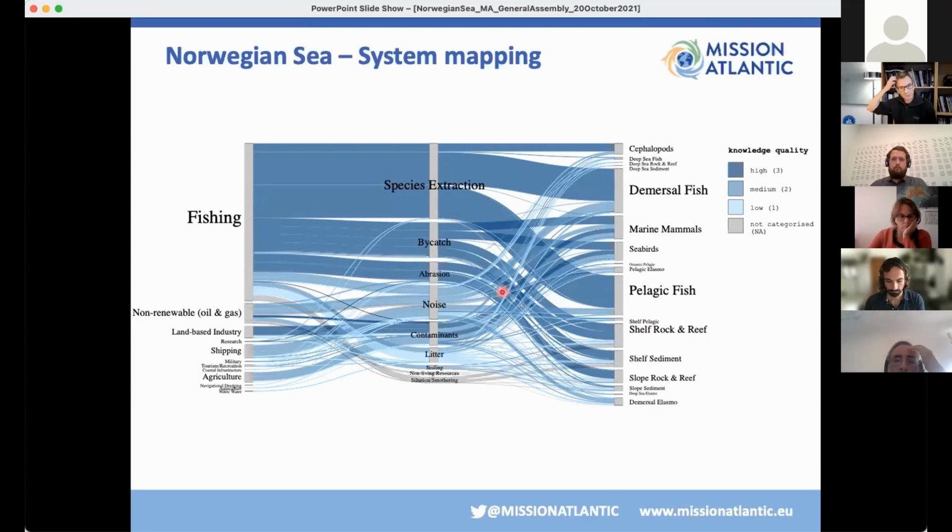An interesting aspect of this analysis is also the classification of the quality of the knowledge that's behind this mapping. I'd like to bring your attention to, for example, the comparison between contaminants and noise. In terms of risk, we have identified a lower total risk associated with contaminants than with noise, but we have a much more secure knowledge on the effect of contaminants than we have on noise. So noise in our case is a pressure that is potentially high in risk, but is still relatively uncertain in our knowledge. So I'll leave it to there for the Norwegian Sea now. Thank you.